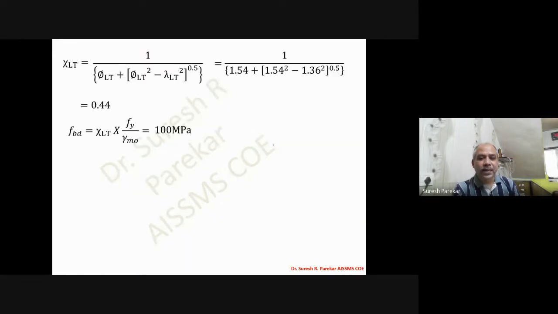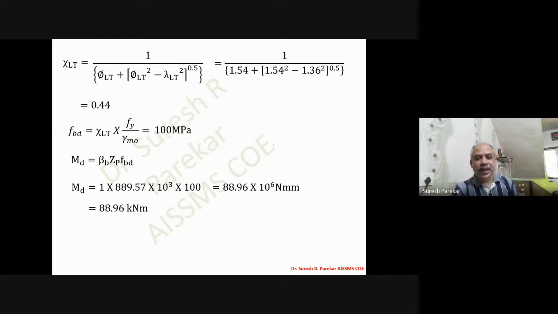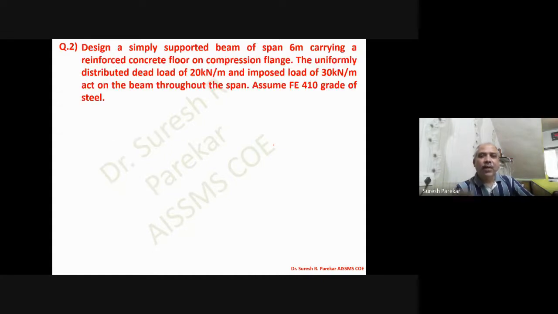And then this will be 88.96. So this is 89, that is 87, 88. So we are closer in values over there. Now we will go with the design. So first we are going to design.